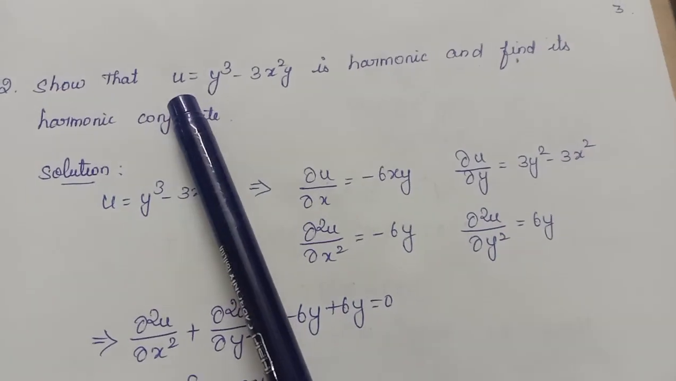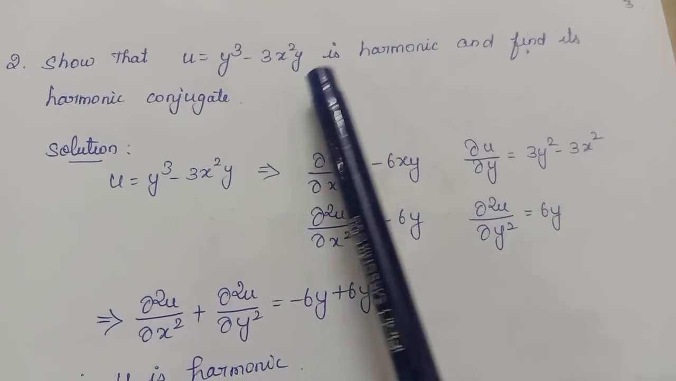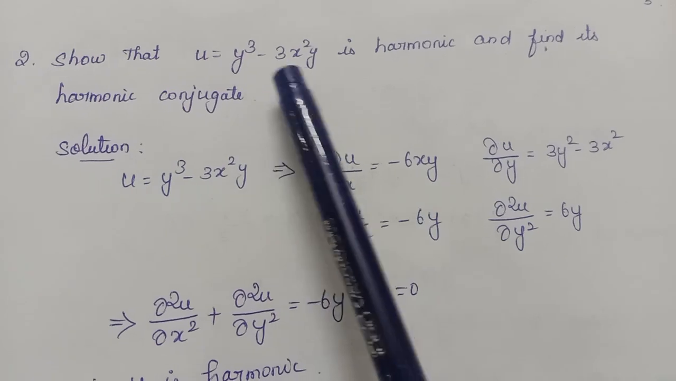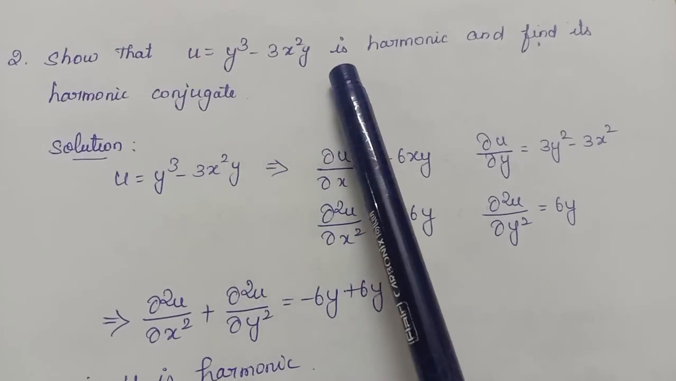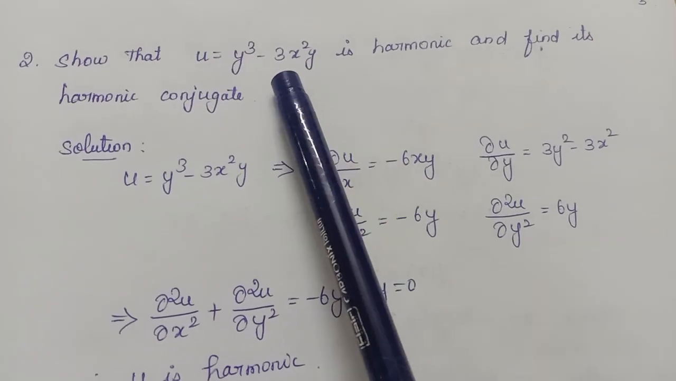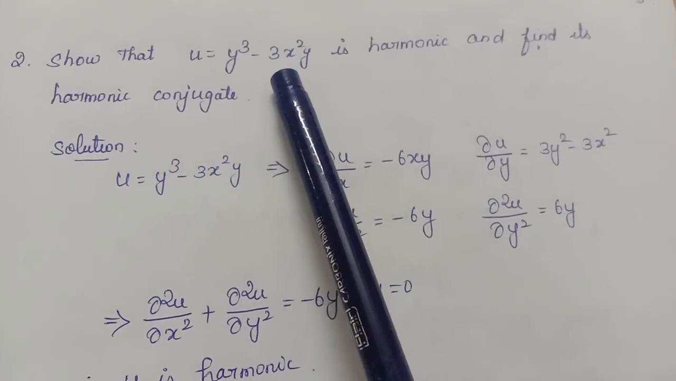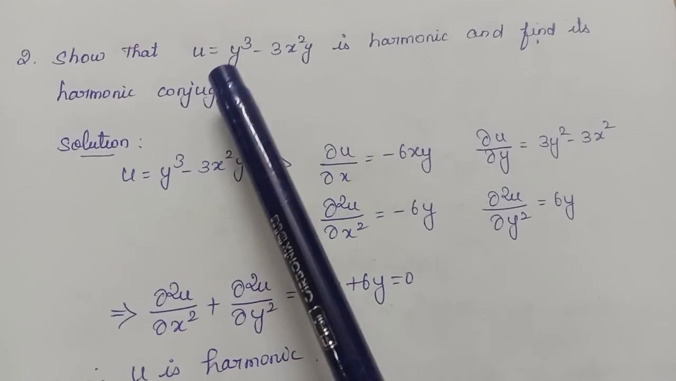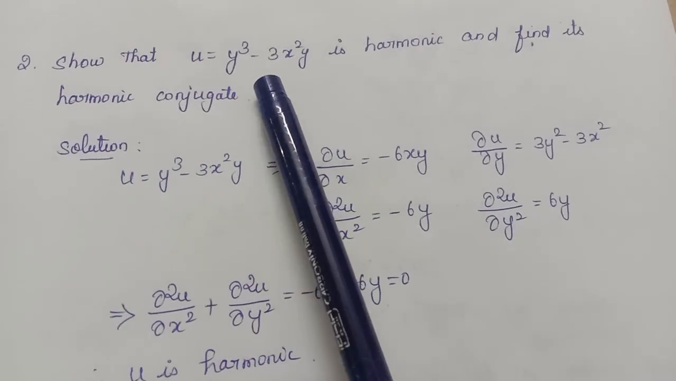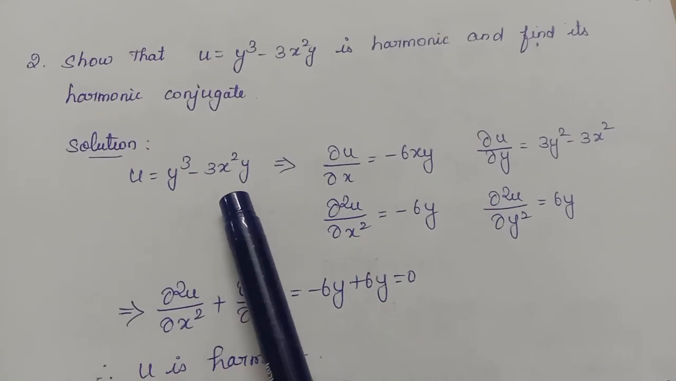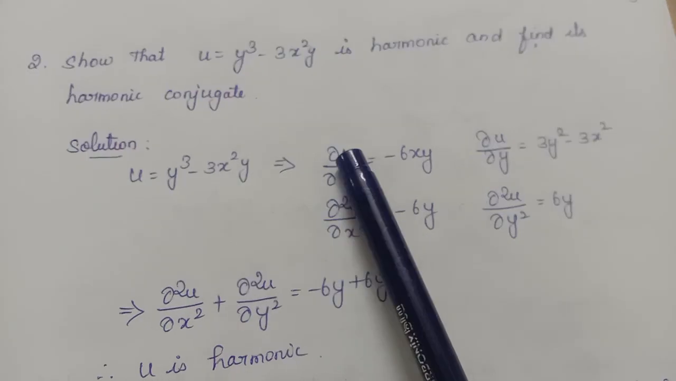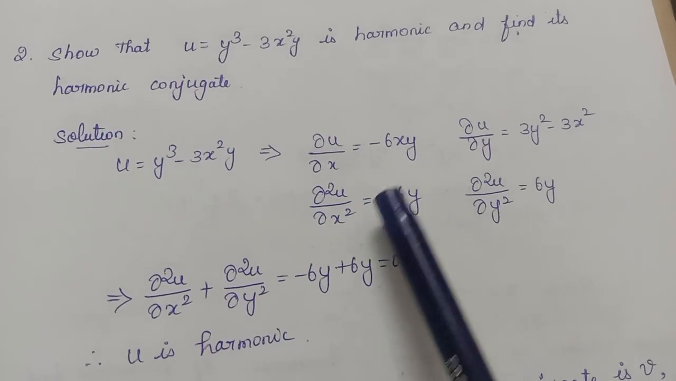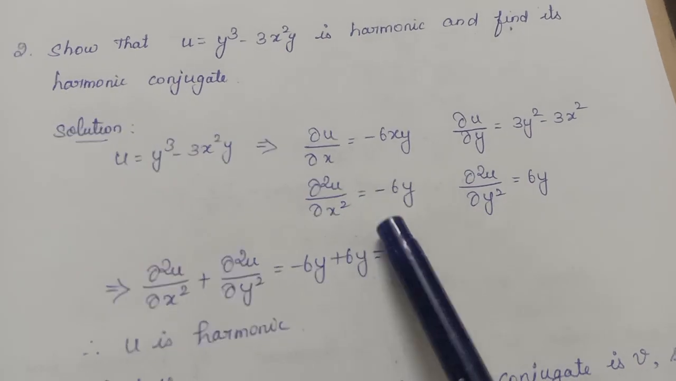Show that u equal to y cube minus 3x square y is harmonic and find its harmonic conjugate. Once you prove this function is harmonic, there will be a harmonic conjugate for this, and we have to find it also. Now first let us check whether this is harmonic or not. So u equal to y cube minus 3x square y. That means dou u by dou x is minus 6xy, isn't it? And dou square u by dou x square is minus 6y.